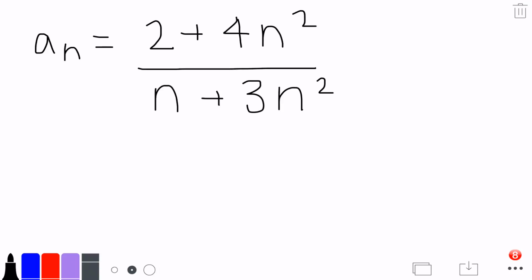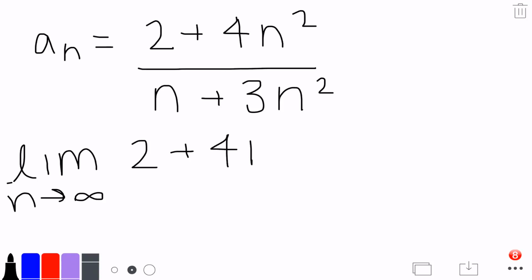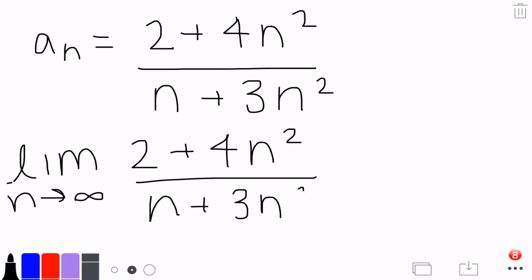A sequence converges if the limit as n gets really, really large, approaches infinity, equals some number. And it diverges if it goes on to infinity. So to find whether it converges or diverges, we need to find the limit as n approaches infinity of a sub n, which is (2 plus 4n squared) over (n plus 3n squared).